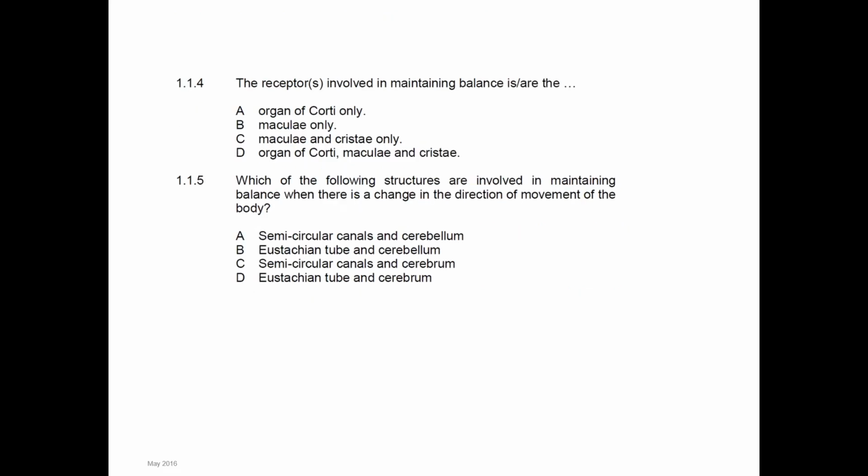Right. 1.1.4. The receptor or receptors involved in maintaining balance is or are. We should know the receptors in balance are the macula and cristae only. So your answer is C only. 1.1.5. Which of the following structures are involved in maintaining balance when there is a change in direction of movement in the body? In the body, we should know that our answer is A, because the semicircular canals are responsible for balance and the part of the brain, the cerebellum.